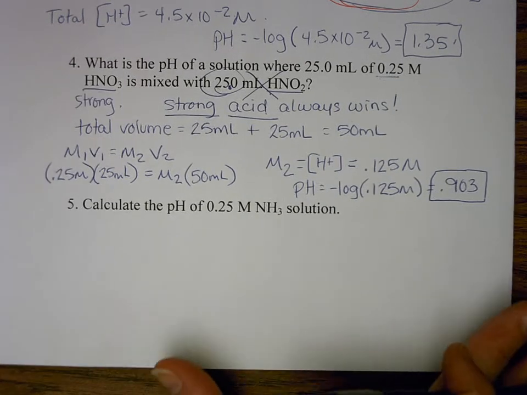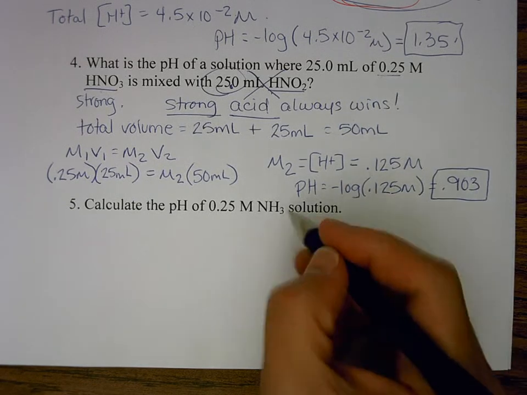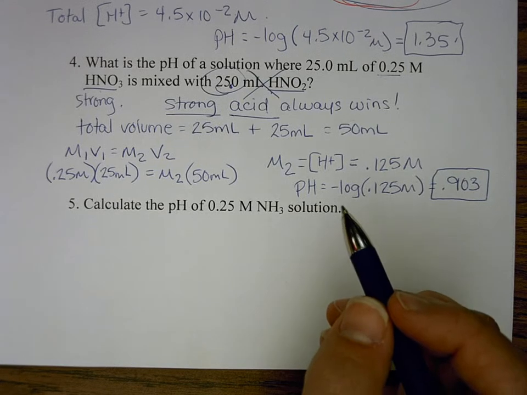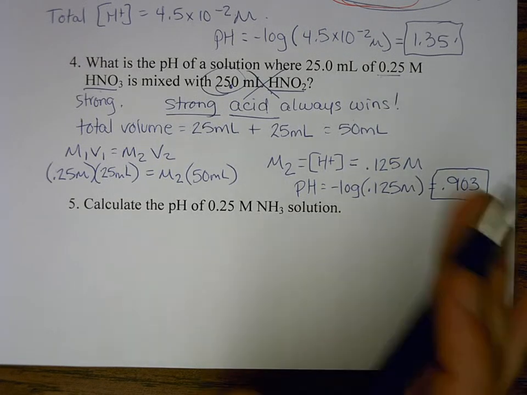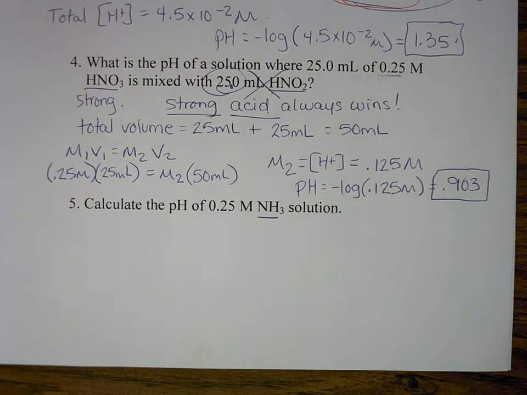All right, next example. We're moving on just a little bit from weak acids. This is NH3. Is NH3 an acid or a base? It is a base. And so the process is the same. The only difference is that when you're dealing with bases, you go through and calculate hydroxide ion concentration first and then work kind of backwards to get pH.